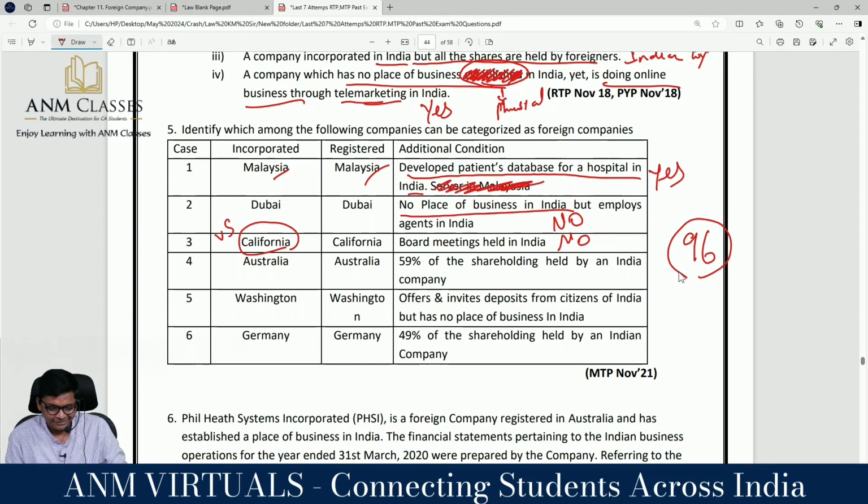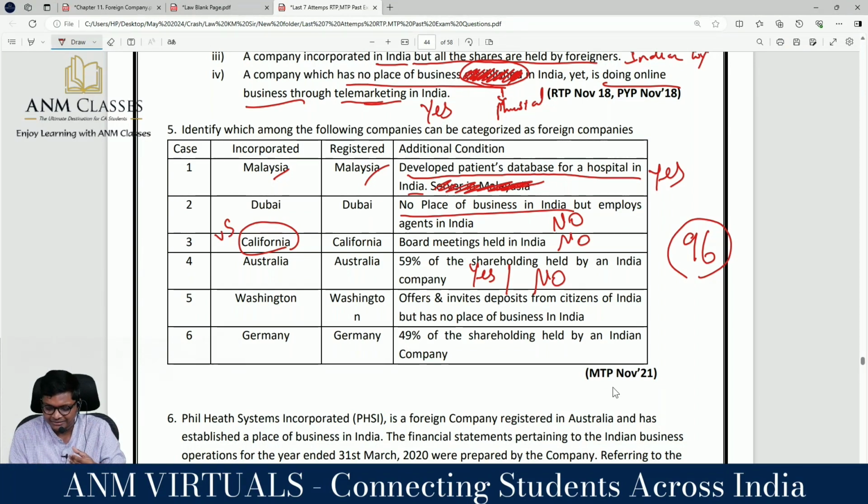Yes. Next. Incorporated in Australia, registered also in Australia. 59% of the shareholding is held by an Indian company. Is this a foreign company? Depends on place of business. Now, if place of business is in India and then there is 59%, then it becomes a foreign company. If place of business is not there, but the percentage is over here, then it's not a foreign company. You need to give an open-ended answer. They have not given it very clearly. You can take any assumption, guys.